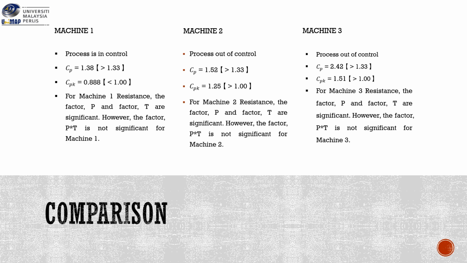In machine 3, the CP value is equal to 2.42, which is greater than 1.33. The CPK value is equal to 1.51, which is greater than 1. So for machine 3 resistance, the factor P and factor T are significant. However, the factor P times T is not significant for machine 3.